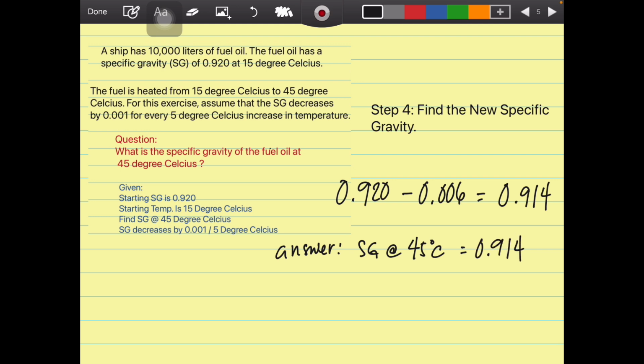So we need to remember, as the temperature rises, habang pinapainitan mo yung fuel oil, okay, tumataas yung temperature, di ba? Yung specific gravity of that same fuel oil, bumababa. Okay? O initially 0.920, ngayon 0.914 na siya.